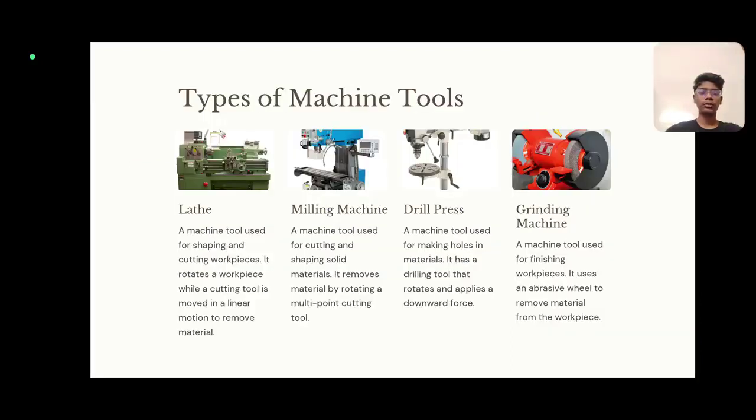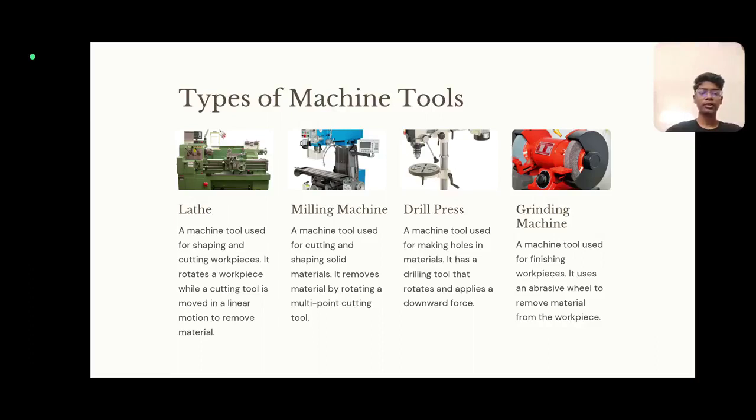Types of machine tools. Lathe machine: it is a machine tool used for shaping and cutting workpieces. It rotates a workpiece while a cutting tool is moved in a linear motion to remove material. Milling machine: a machine tool used for cutting and shaping solid materials. It removes material by rotating a multi-point cutting tool.